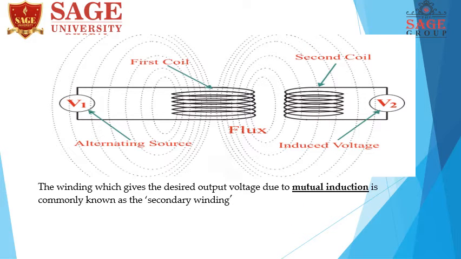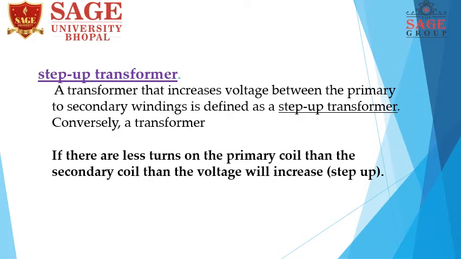And now, the step up transformer and the step down transformer. Basically, transformers are of two types: step up and step down. The step up transformer basically works on the voltage. Whenever we increase the voltage, it works as a step up transformer. A transformer with fewer primary coil turns than secondary coil turns is known as a step up transformer.